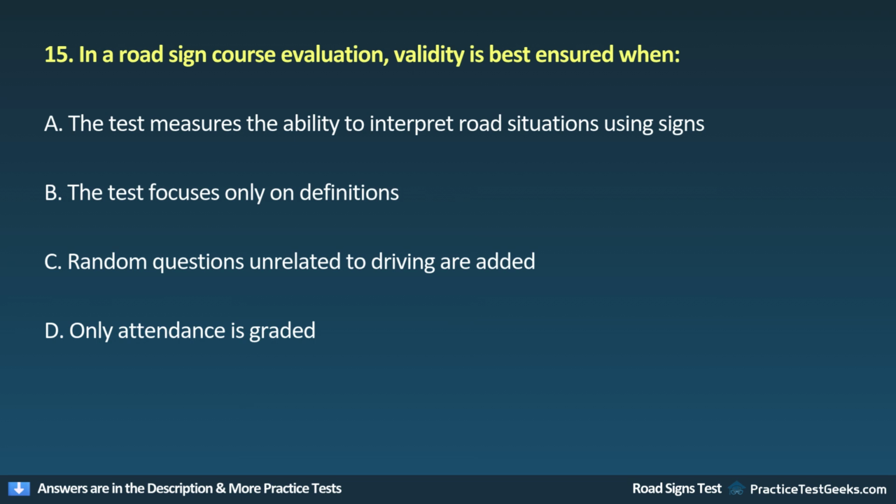15. In a road sign course evaluation, validity is best ensured when: A. The test measures the ability to interpret road situations using signs. B. The test focuses only on definitions. C. Random questions unrelated to driving are added. D. Only attendance is graded.